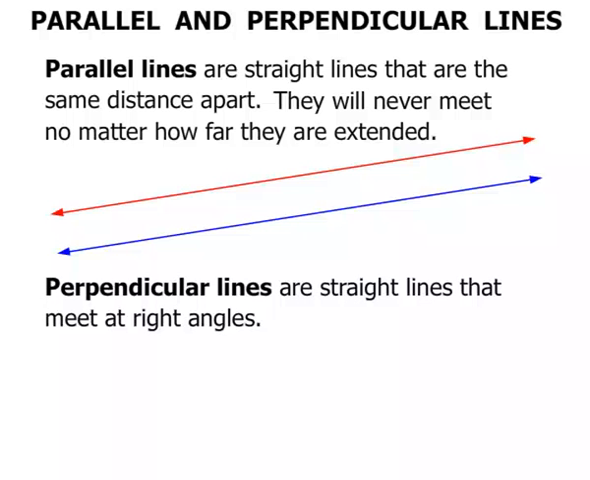Perpendicular lines are straight lines that meet at right angles. So consider this line here, a line through it like that, meeting at right angles, that's perpendicular. These two lines are also perpendicular, and recall that little square there indicates right angles, the 90 degree.